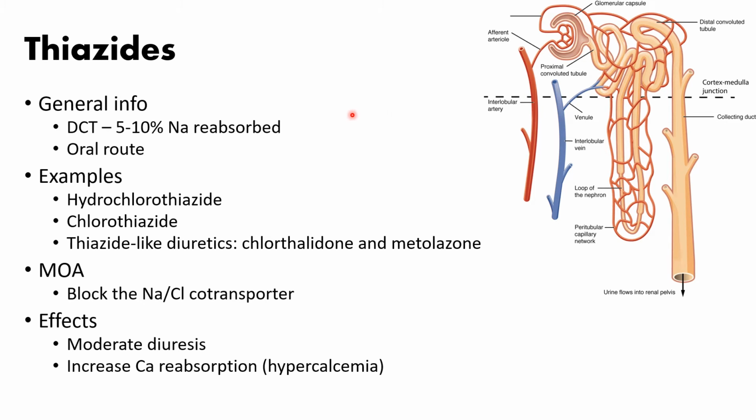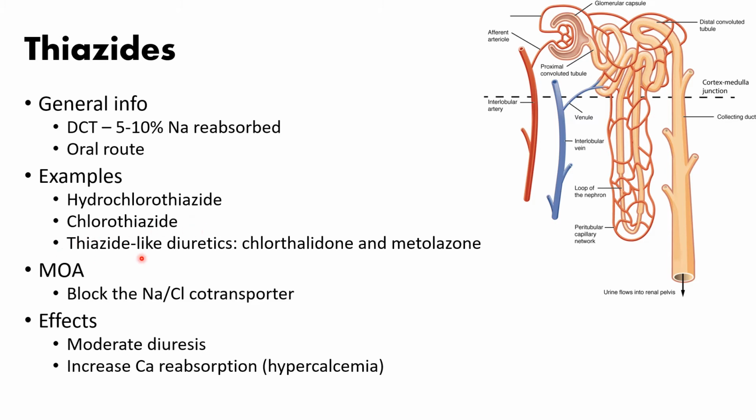Thiazide diuretics are active by the oral route, apart from one, which I'll mention in a bit. Examples include hydrochlorothiazide and chlorothiazide. Chlorothiazide is the only thiazide available for both the parenteral and the oral route.